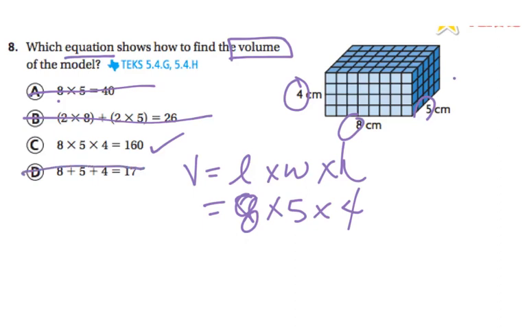So I can verify that this is correct by multiplying these myself. 8 times 5 would be 40, and then 40 times 4 would be 160. That's exactly what they got, so C is the correct answer. Okay, let's look at another problem.